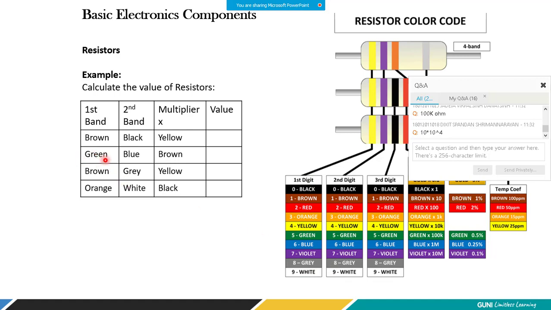Now second example. Let's say it's green, blue and brown. So for green, what number will I pick up for the first band? For green, it's going to be 5. Then the second is blue. So for blue, what am I going to pick? It's 6. So it's going to be 5, 6. And then the last one is the brown. So when the last one is brown, what do I need to multiply? 10 raised to 1. So 10 raised to 1 is nothing but 10. So it's going to be 560 ohms. Very good. For the second, it's going to be 560 ohm.